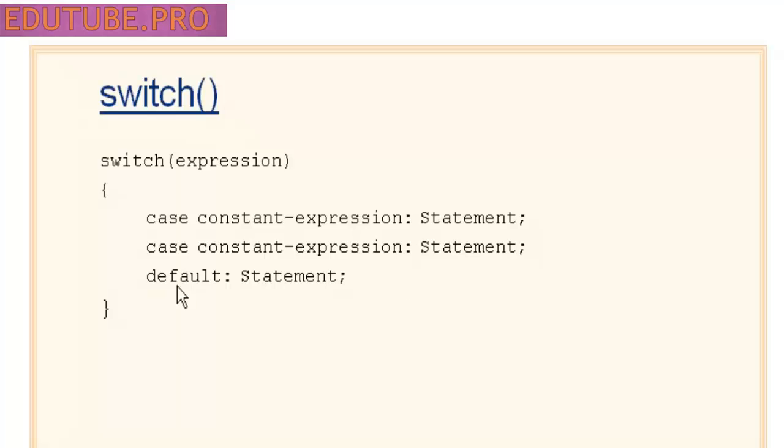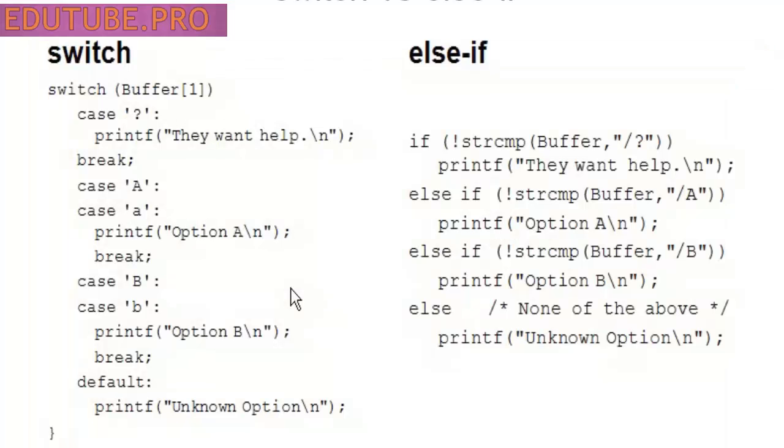And then there is a default colon statement at the end, which is optional. You don't have to have a default. If you don't, execution will run through these case constants and then fall out the end. But if you want to do something at the end, like our else we had before, then you need a default statement. Let's take a look at the two side by side, switch and else if.